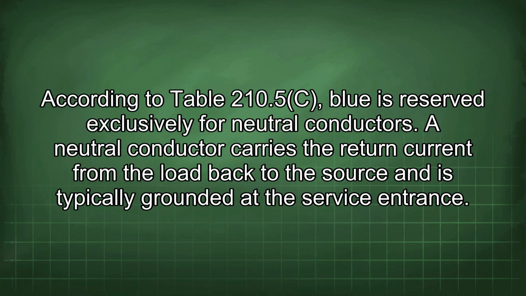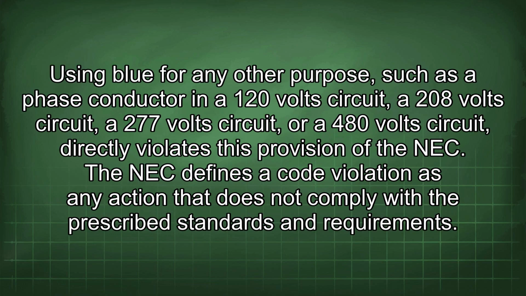According to Table 210.5c, blue is reserved exclusively for neutral conductors. A neutral conductor carries the return current from the load back to the source and is typically grounded at the service entrance. Using blue for any other purpose, such as a phase conductor in a 120-volt circuit, a 208-volt circuit, a 277-volt circuit, or a 480-volt circuit, directly violates this provision of the NEC.